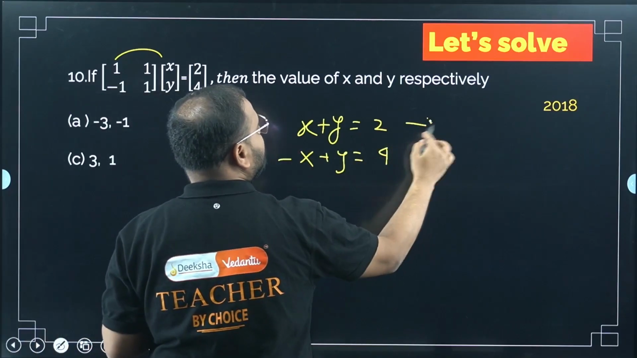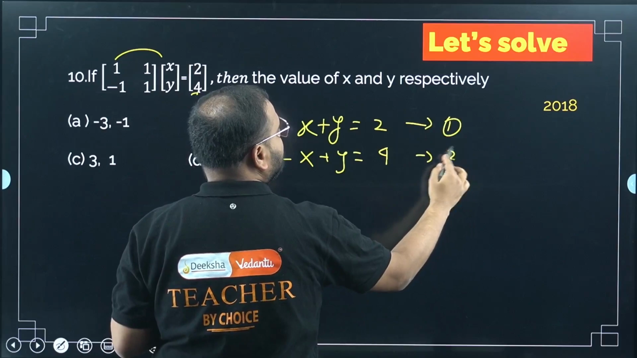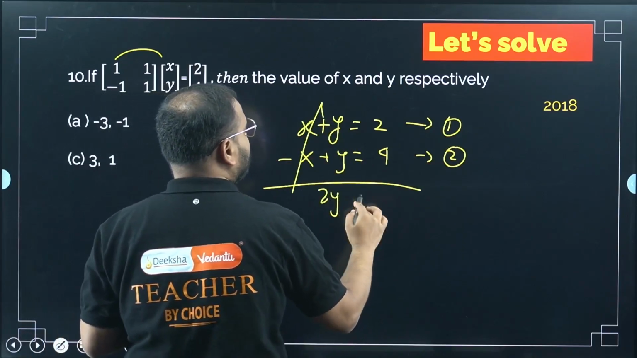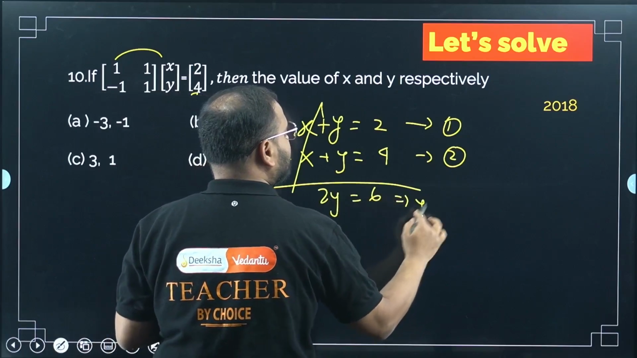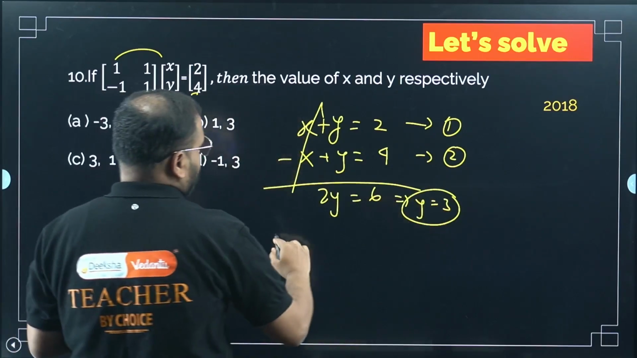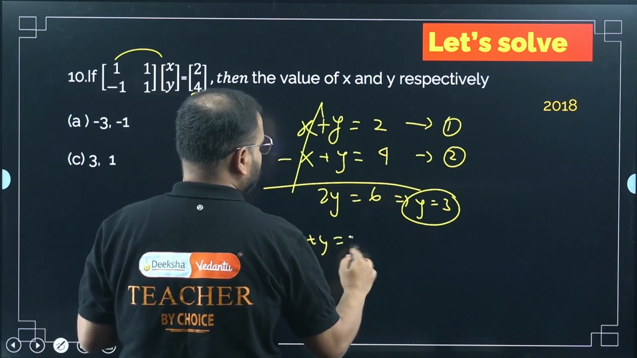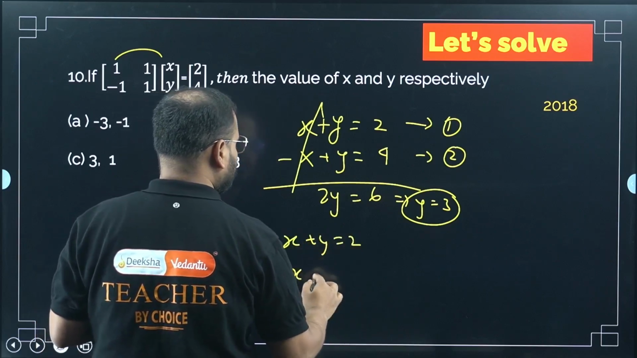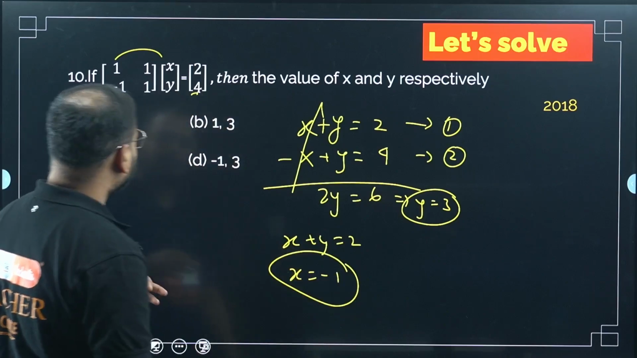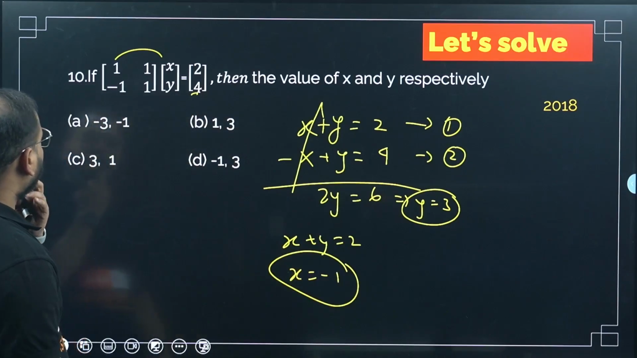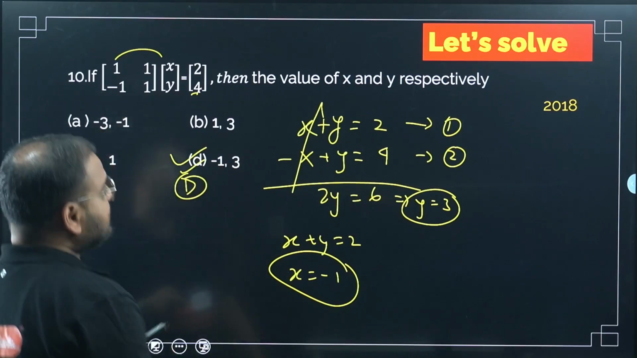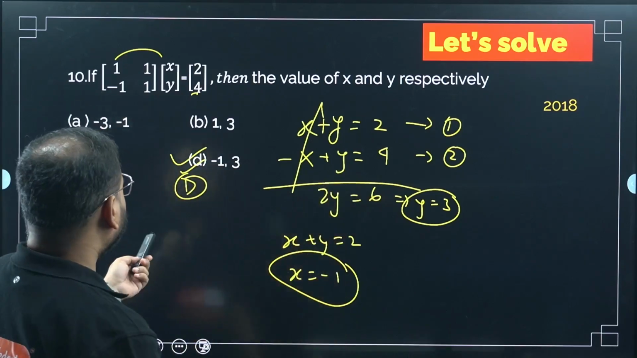Please add these two, equation 1 and equation 2. I get simply 2y equals to 6, so y equal to 3. Y is 3 means x plus y is 2 and y is 3, so x is minus 1. So minus 1 comma 3. Option D, I think. Minus 1 comma 3. Option D. Simple question. Asked in PYQ 2018.